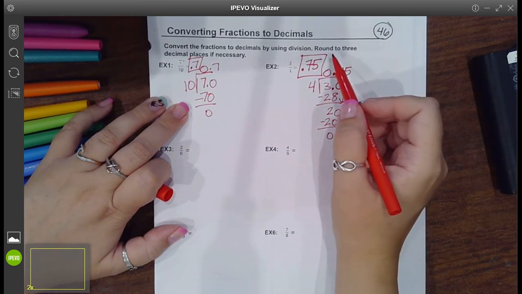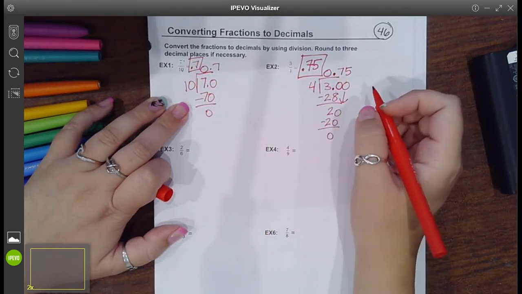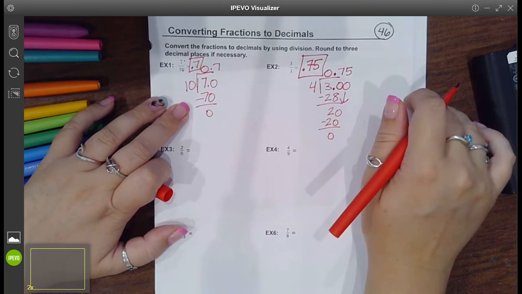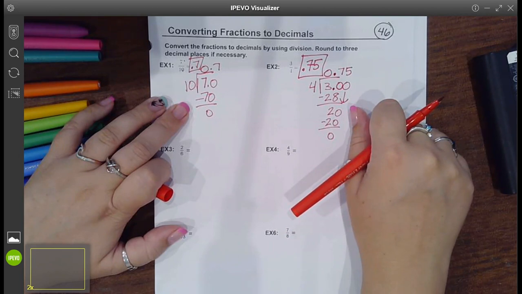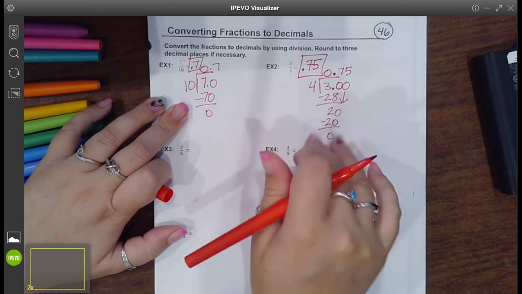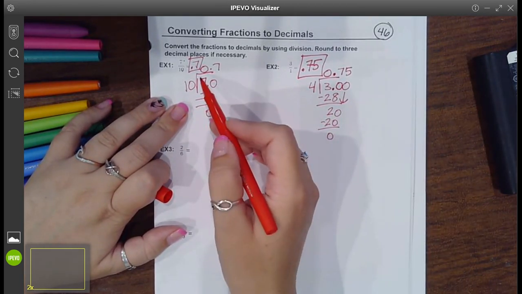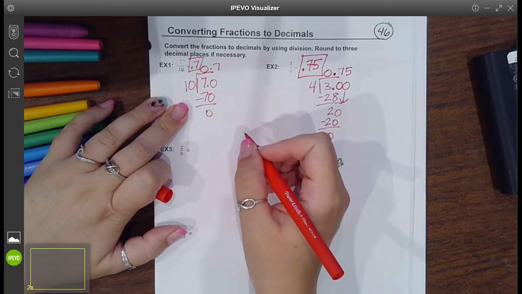If for some reason you find a number that doesn't end and it keeps going, always look up at the directions, and it tells you round to 3 decimal places if necessary. So if it goes past 3, then you might want to look up, and you probably have to round it off. Okay, now, as I said, dividing the numerator by the denominator always works.